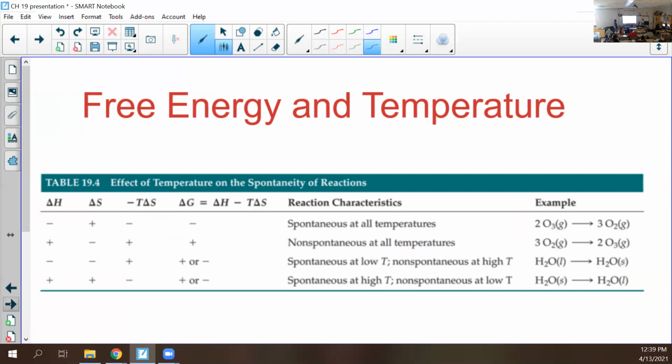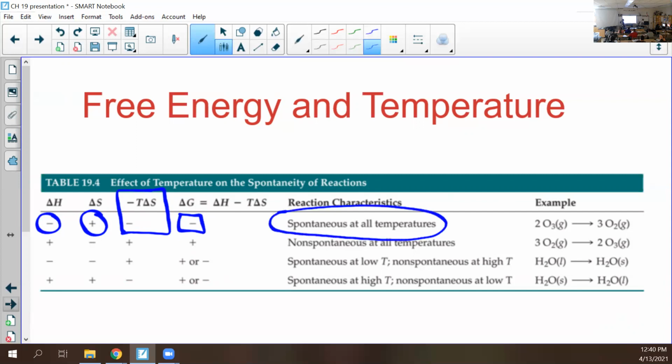All right, so here we go. If delta H is positive, delta S is positive, then that means this. Sorry, I don't know why I said that. That's a negative. It's definitely negative. I don't know why my voice said positive. If that's a negative, that's a positive, then this piece will always be a negative. You with me? All right. That means delta G will always be a negative. So this set of conditions means that this will always be spontaneous no matter what the temperature is. The example here is that 2 ozones will always deplete to 3 oxygens.